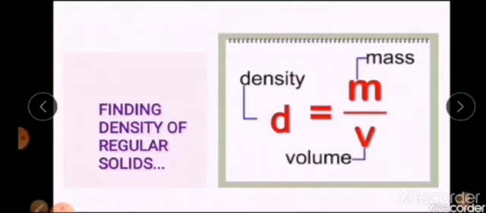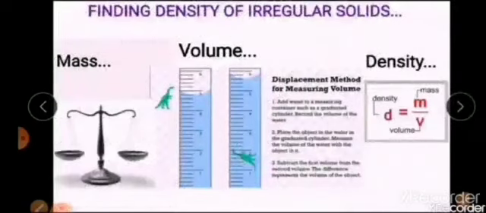The procedure comes when we move on to finding the density, volume or area of irregular solids. For irregular solids, how to find the volume and area we have already seen. Now we are going to discuss how to find the density of irregular solids. To find the density, we know the equation D is equal to mass upon volume. The mass of any object, whether regular or irregular, we can find simply by using a common beam balance.